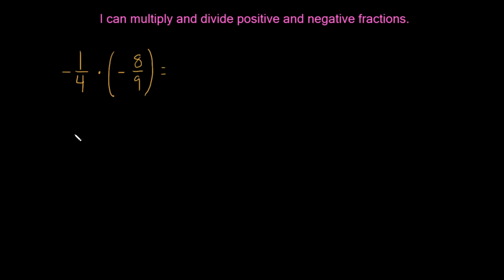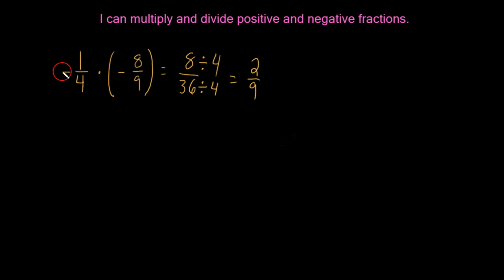And from here, we can just follow our rules just like normal with multiplying or dividing fractions. So we just multiply our two numerators, so 1 times 8, and we end up with 8. 4 times 9, we end up with 36. And we can factor out a 4 out of both of these. So we can divide both of these by 4. We'd end up with 2/9, which would be our final answer.